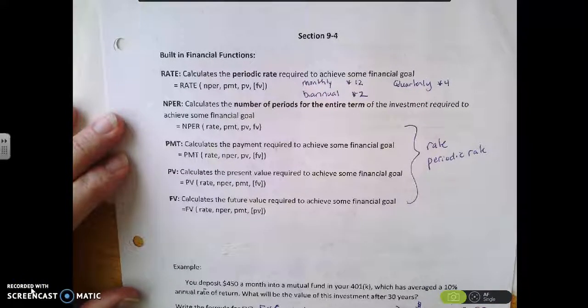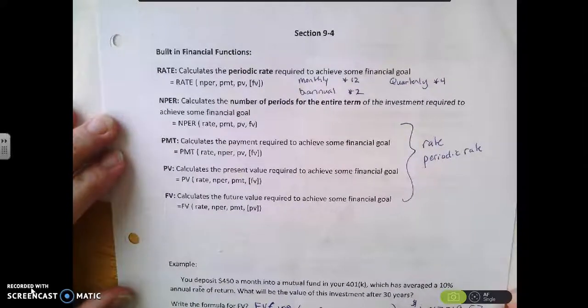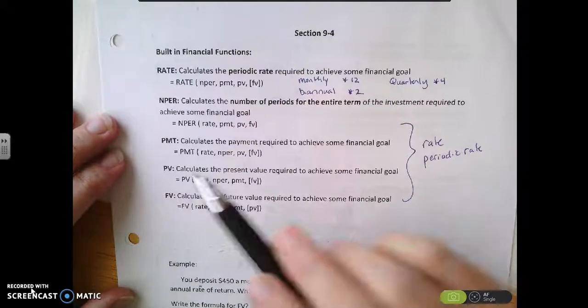All right, these are some additional notes to add to your spiral notebook for section 9.4. 9.4 is talking about some built-in functions in Excel that you can use. So the five that we're going to talk about, one of them is rate.